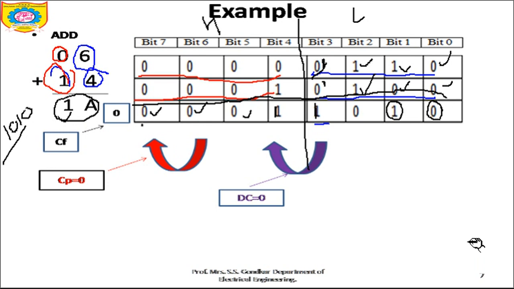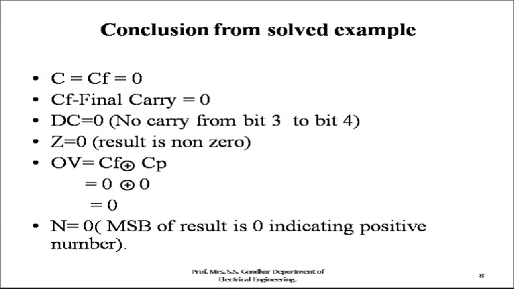What is the overflow flag? In order to find out the overflow flag, there is one simple technique. You can just have this CF. CF stands for final carry, and CP, that is this one, stands for previous carry. So in order to identify the overflow flag, you can use this technique. See here, C is equal to CF. It means carry flag is equal to final carry, which is equal to 0 because we did not get any carry.